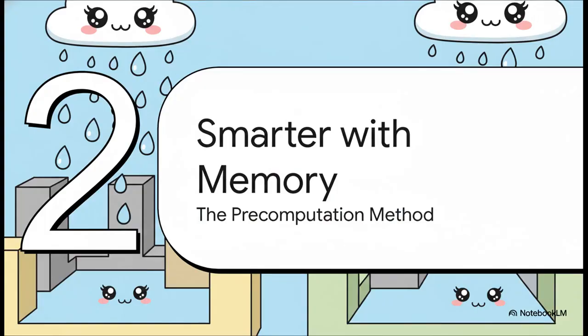This leads us to our next approach, the pre-computation method. The idea here is really smart. Instead of finding the left and right maxes over and over again, why don't we just figure them all out once, right at the beginning, and just store them somewhere?